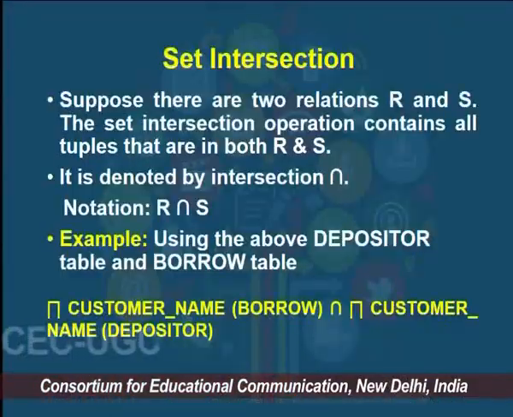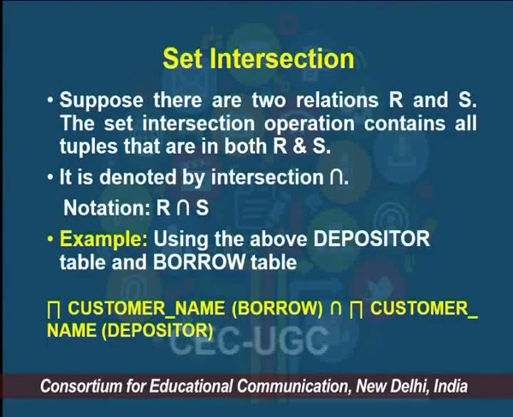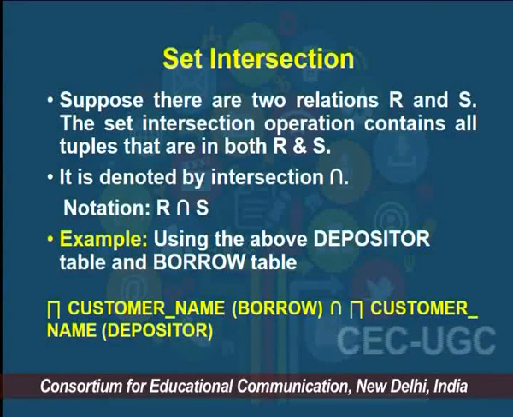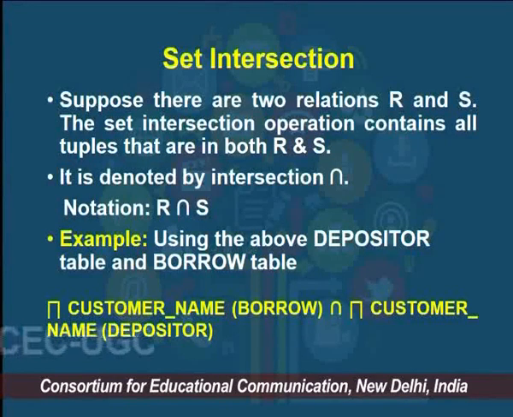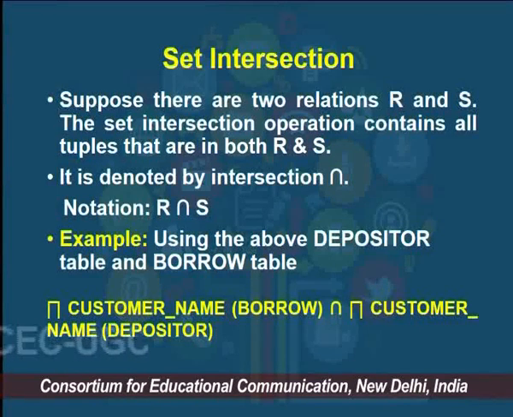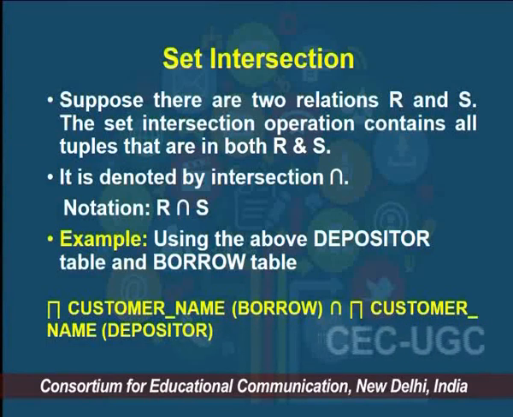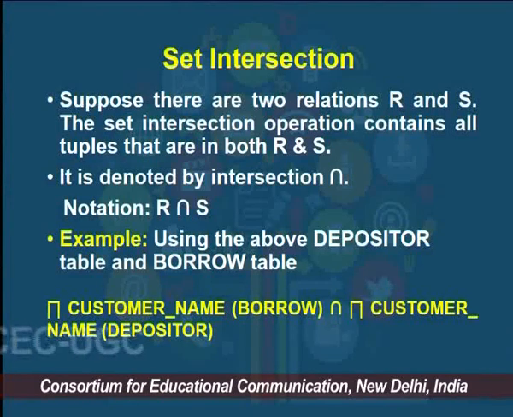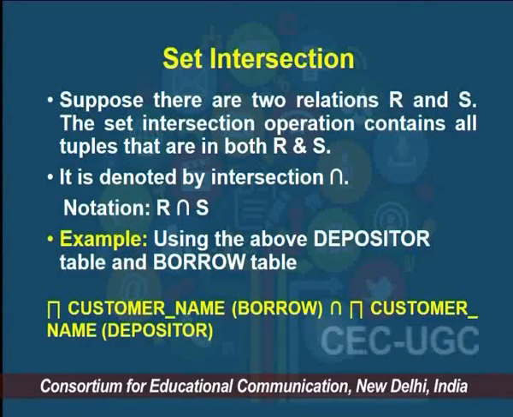the set intersection operation. Set intersection says that, let's say there are two relations, R and S, and the set intersection operation contains all the tuples that are in both R and S. That means we take the common tuples. It is denoted by the intersection sign, the inverted U, and the notation is R intersection S, where R and S are two relations.